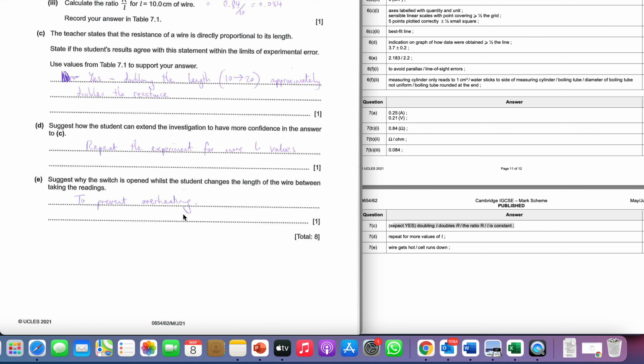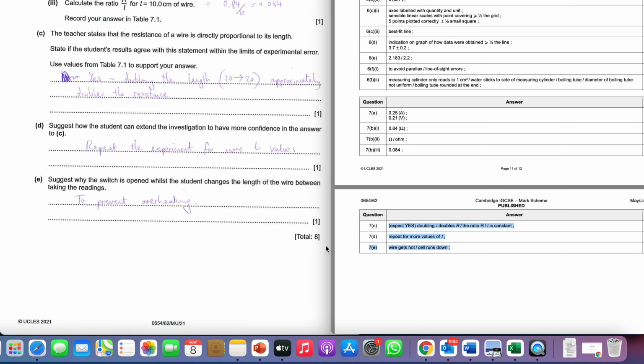All right, last one. Suggest why the switch is open while we change the length of the wire. We look there, the wire gets hot, and that's to prevent overheating. As we know, when we disconnect the circuit, the current will stop flowing, and therefore there will be no energy wasted in the circuit. You could also say to stop energy being wasted, or to prevent the battery from running down, etc. I've avoided my usual temptation of writing to stop getting an electric shock, but I was very tempted, I'll be honest with you.